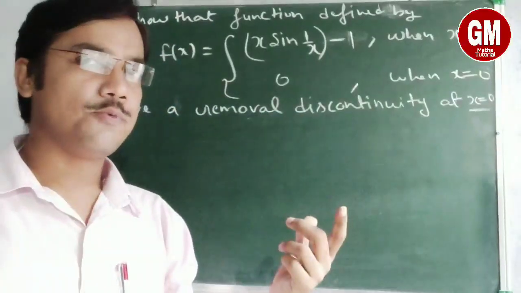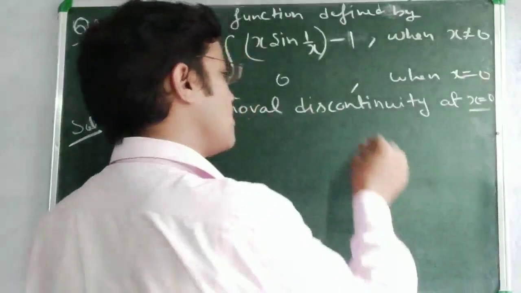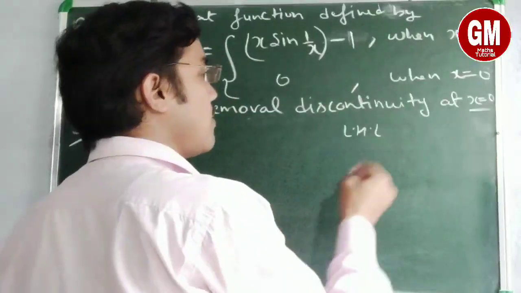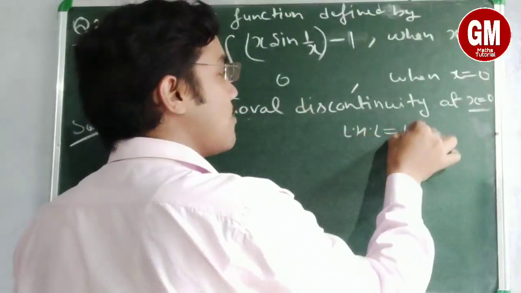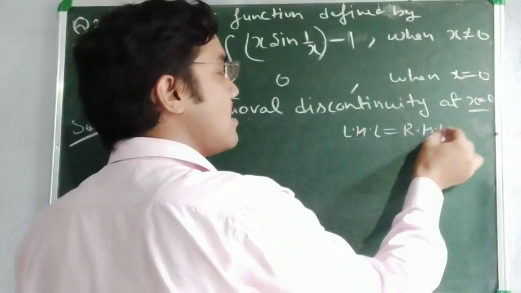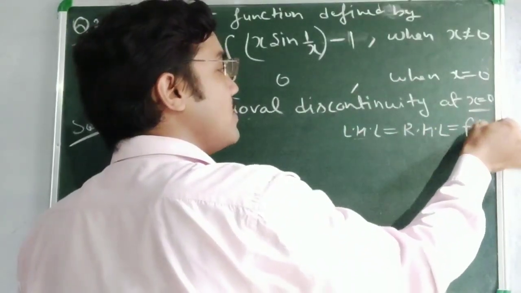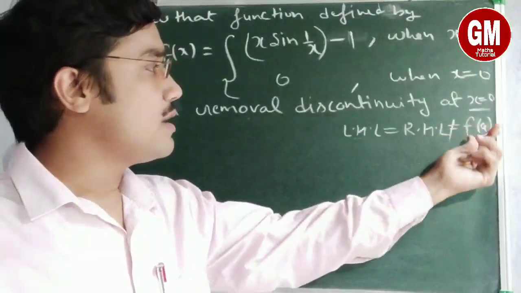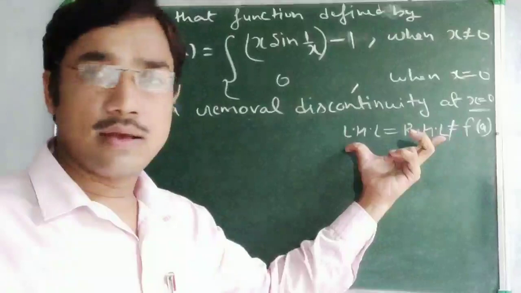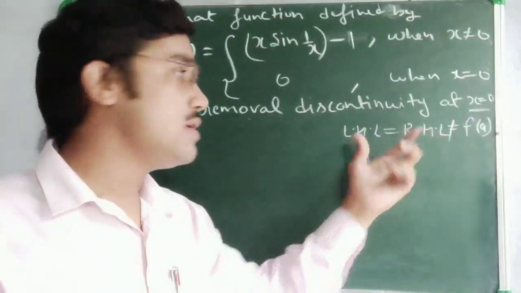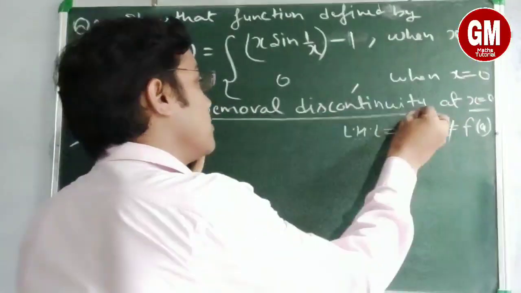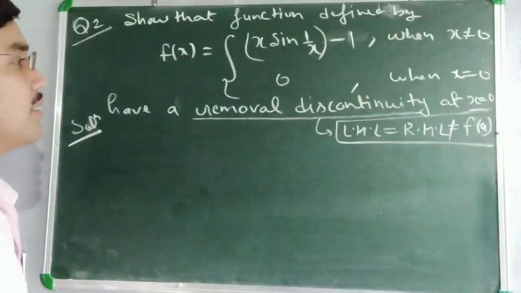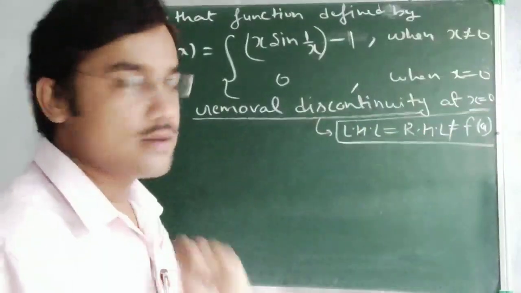What is the meaning of removable discontinuity? Removable discontinuity means the function is not continuous, but what is the meaning of removable? What is the condition of removability? The left hand limit and right hand limit are equal, but the value of the function at the particular point does not equal the left hand limit and right hand limit. This is called removable discontinuity. Okay, let's check whether this condition is satisfied, otherwise not.